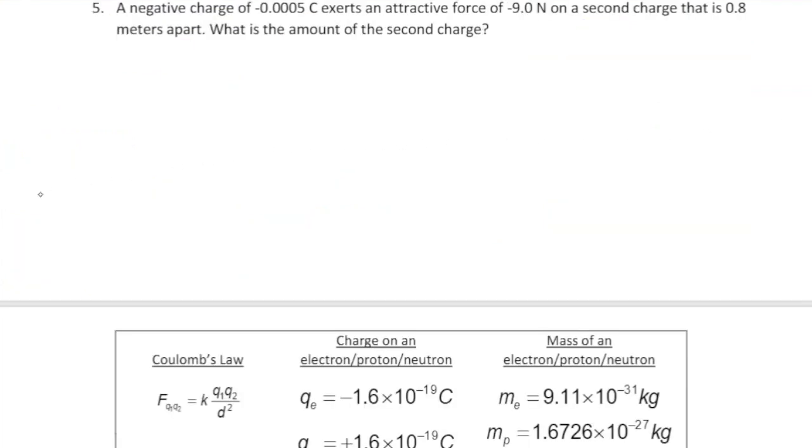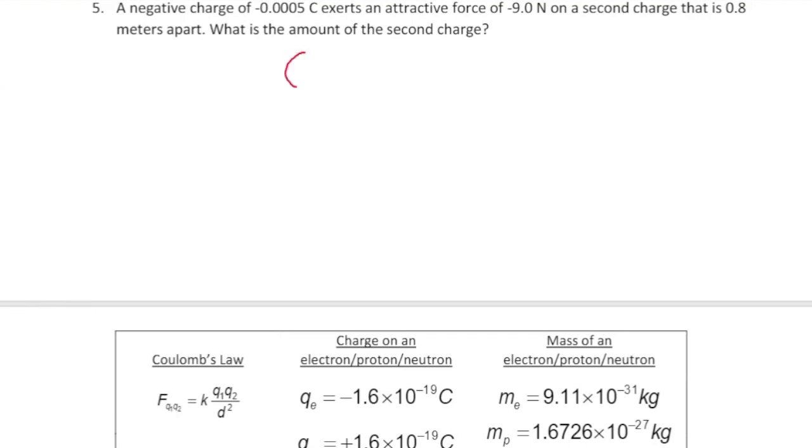All right, let's take a look at our last Coulomb's law problem. And this one is talking about a negative charge of negative 0.0005 coulombs that exerts an attractive force of negative 9 newtons on a second charge that is 0.8 meters away.